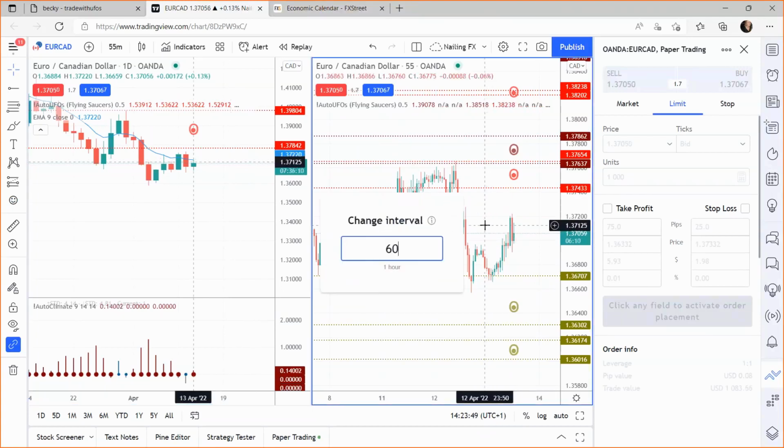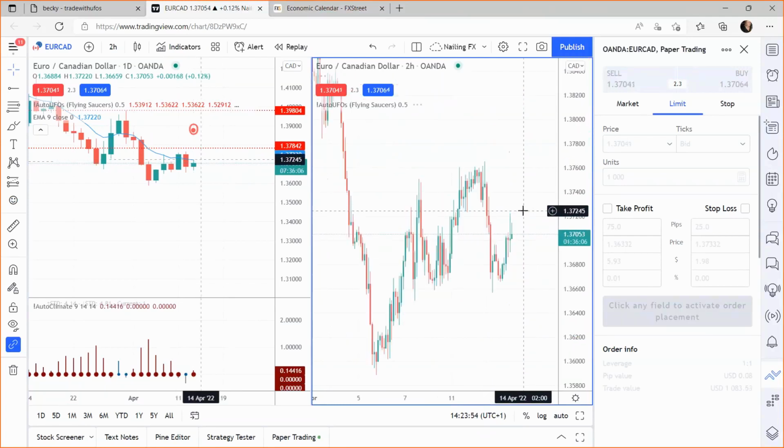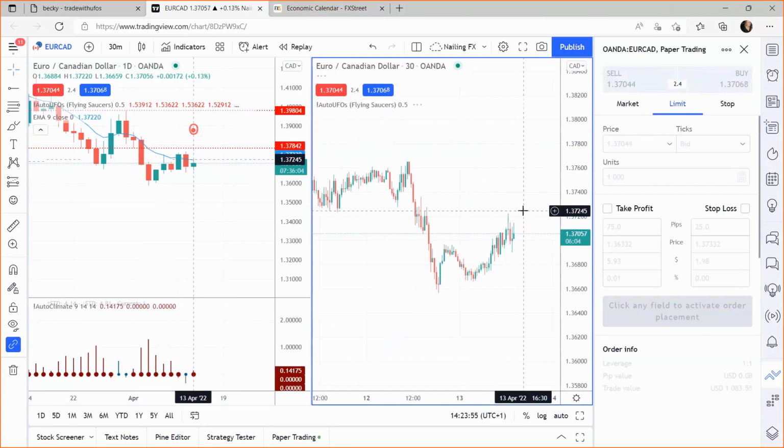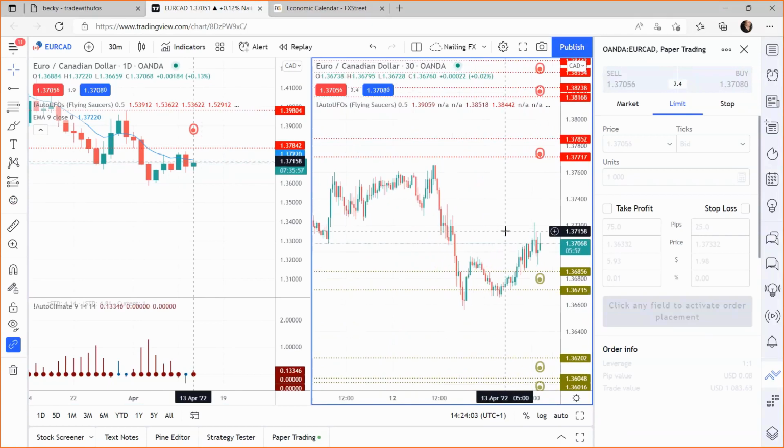I'm going to have a look at the 60-minute chart and the 120. And then I'll take another look at the 30, just looking at different time frames here. Still don't see sellers in that area, so no trade to be taken here.